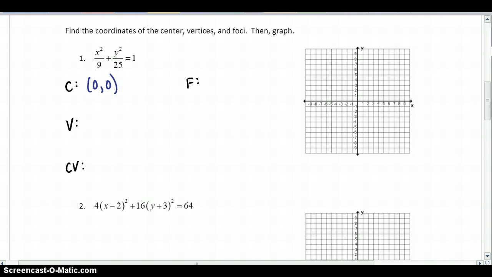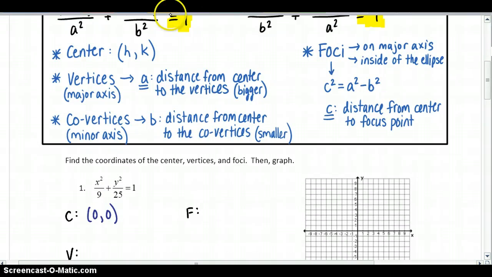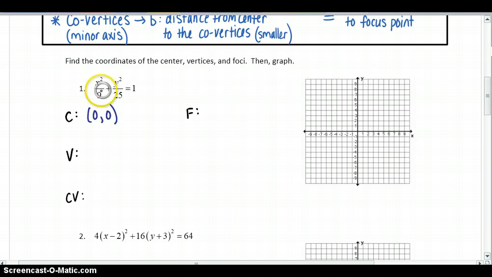Alright, in order to find the vertices, remember, looking back up here, vertices have to do with a. So we need to figure out, of these two numbers, which one of them is a. Well, a is always the bigger one. So this one right here is actually going to be a squared. So a squared is 25. That means a is plus or minus 5, because the square root of 25 is 5. And the other thing I like to write down is in which direction. In this case, since 25 is underneath y, it's plus or minus 5 in the y direction.